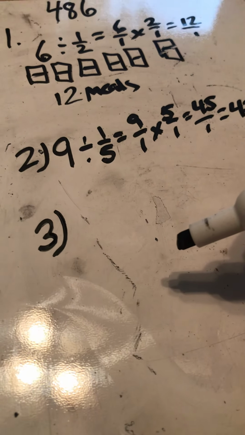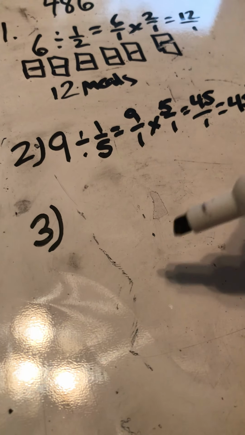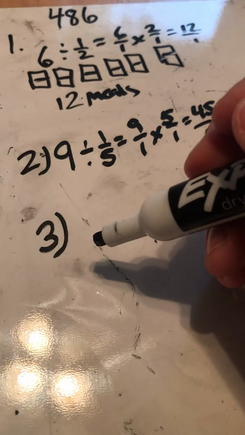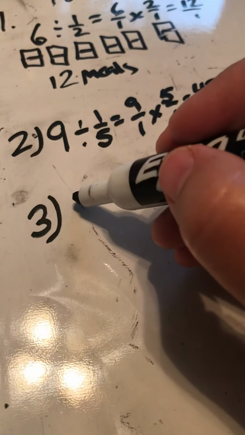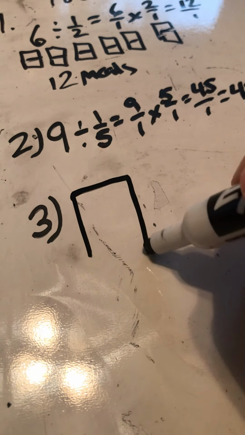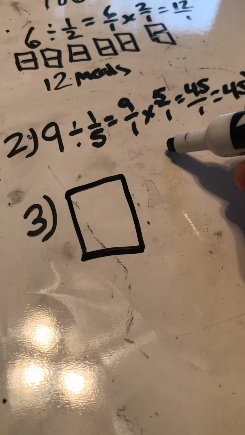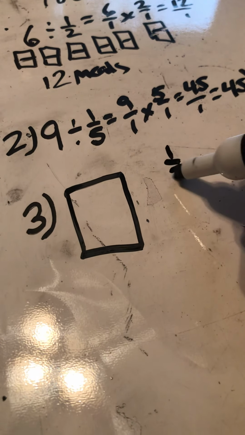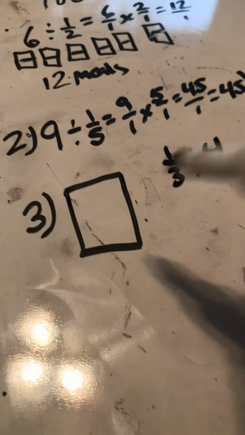4 friends equally share 1/3 of a pan of brownies. Ooh, I like this one. How much of the whole pan of brownies does each friend get? So the problem is, I like brownies. So our equation here is 1/3 divided by 4.